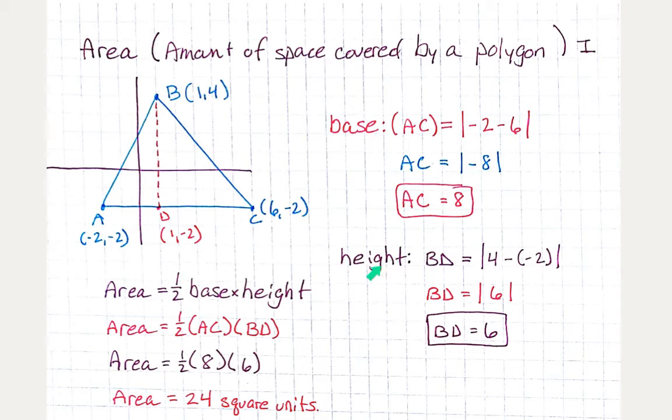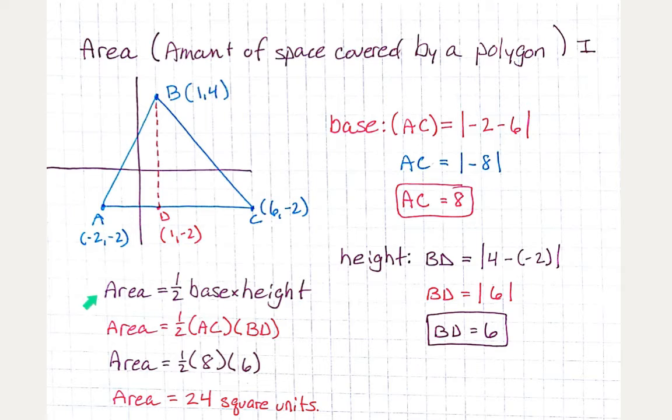Now we're going to look at the height. Well, the height is a vertical segment in this particular case, so it's the difference between the y-coordinates. So we have 4 and we have -2. So 4 minus -2, well, that's the same as 4 plus 2, that's 6. And so the height is 6.